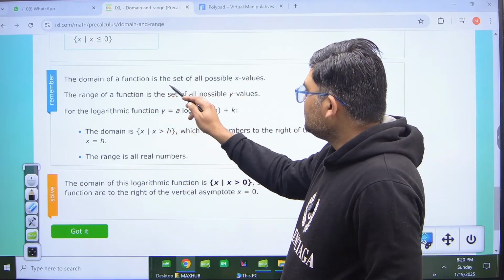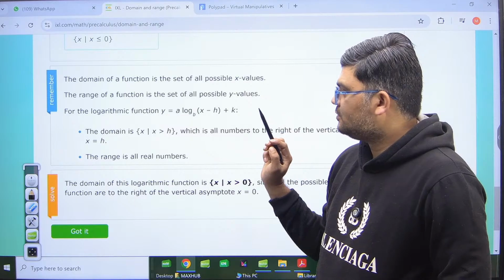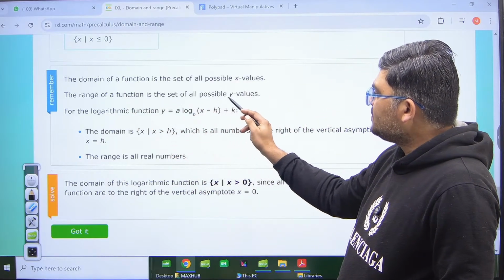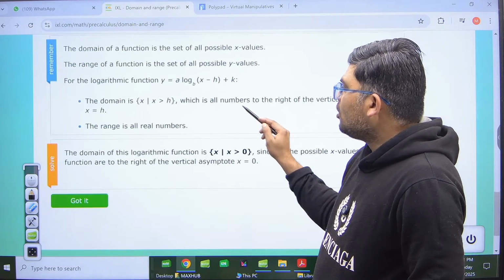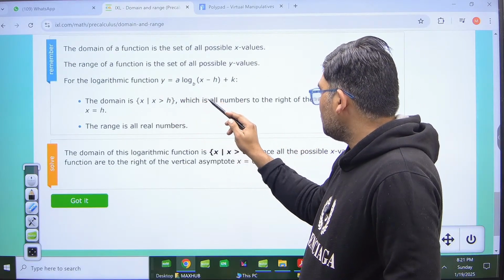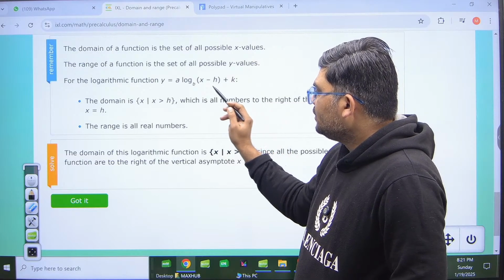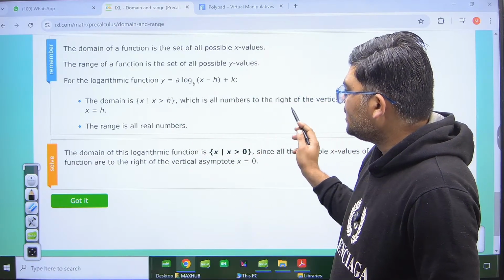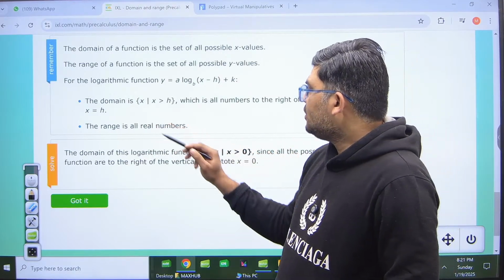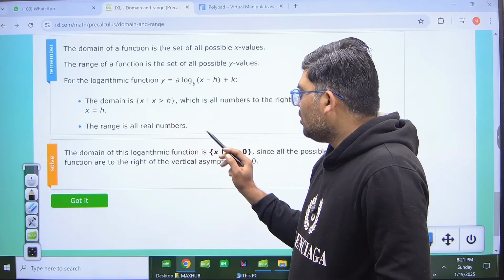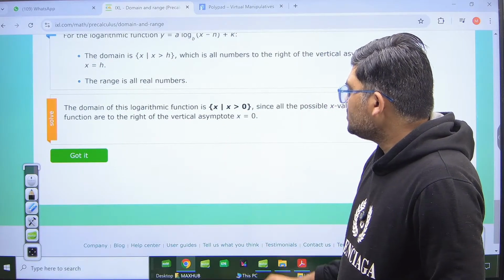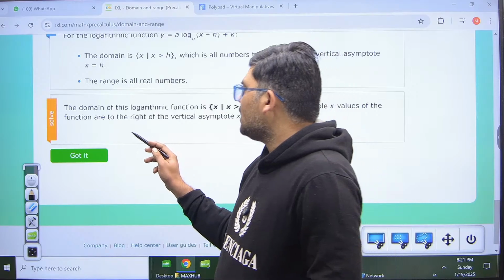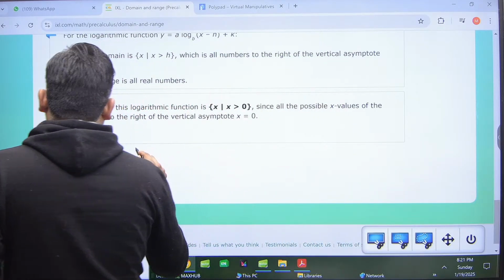The domain of a function is the set of all possible x values. The range of the function is the set of all possible y values. For the logarithmic function y is equal to a log b(x minus h) plus k, the domain is x greater than h, which is all the numbers to the right of the vertical asymptote x is equal to h. So the range is all real numbers. The domain of this logarithmic function is x greater than 0 since all the possible x values of the function are to the right of the vertical asymptote x is equal to 0.